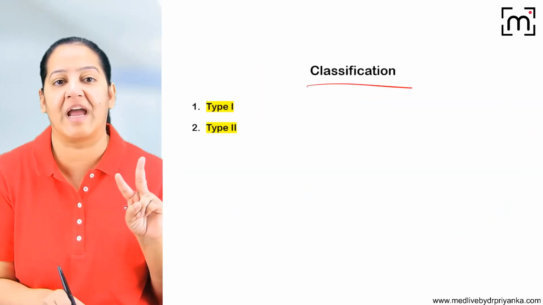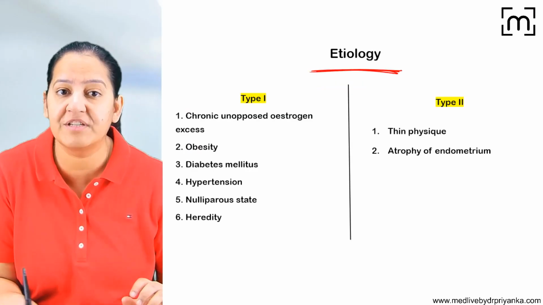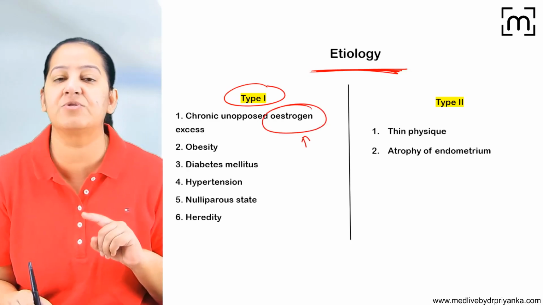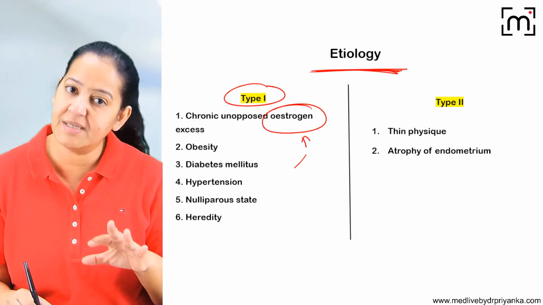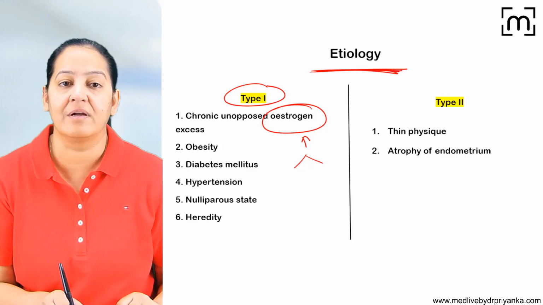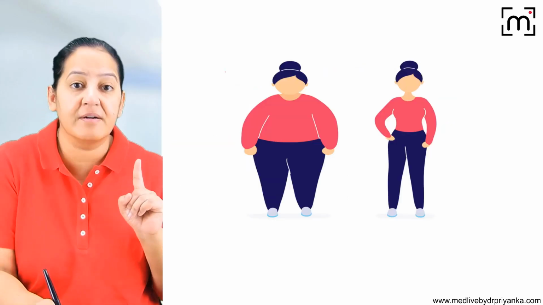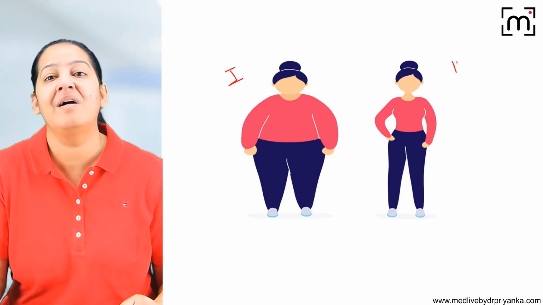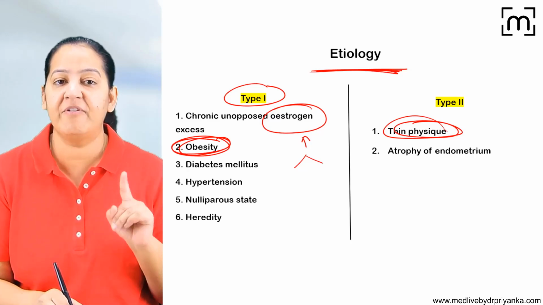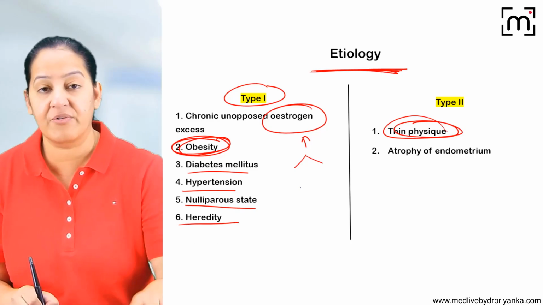Coming to the classification, it is of two types, type 1 and type 2. The etiology of both types is different. The risk factors for both types are different. For type 1, the most common risk factor is unopposed estrogen excess. Whenever there is estrogen excess in the female body, due to an endogenous or exogenous source, it increases the chances of endometrial carcinoma. So estrogen excess is the risk factor. Type 1 occurs in obese females, but type 2 occurs in thin females. So you can understand the risk factors of the two types are totally different. Type 1 is associated with diabetes mellitus, hypertension, nulliparous state, and hereditary factors. So these are the risk factors of type 1.